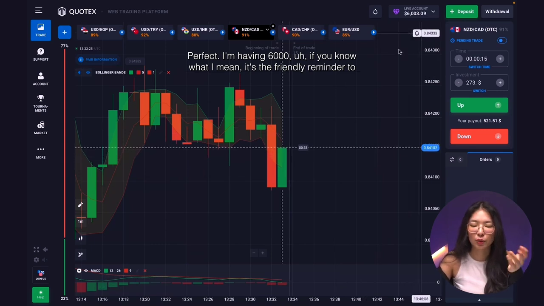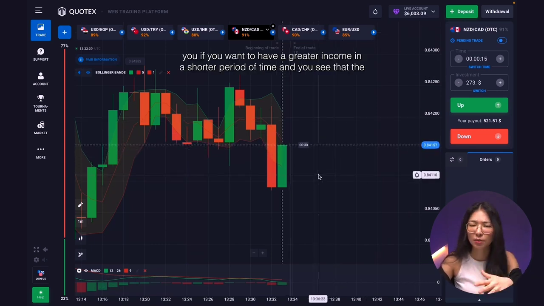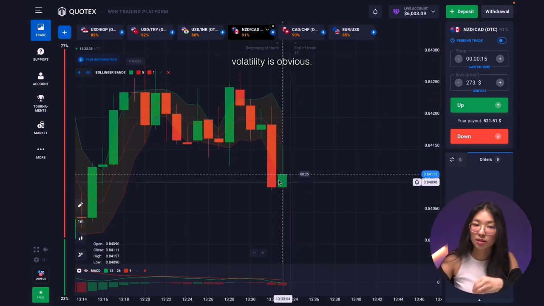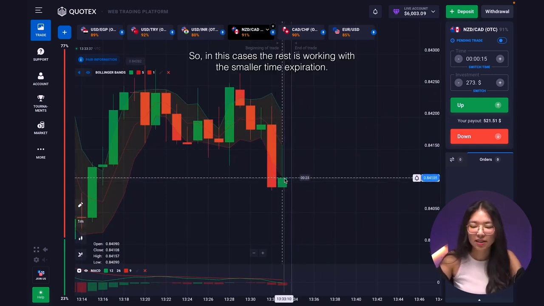It's a friendly reminder to you that if you want to have a greater income in a really short period of time, and you see that the volatility is obvious, then in this case the best way is working with a smaller time expiration.